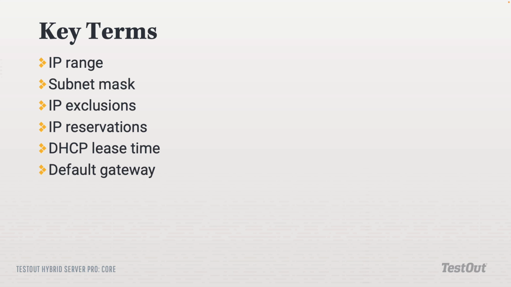IP exclusions: you might be using a static IP and you don't want the DHCP server to hand that IP address out to anybody, so you can exclude that IP from the range. IP reservations are, before something shows up, you can get the MAC address and go into your DHCP server and say, hey, I want this copier to have this IP address. And then as soon as you plug it in, the DHCP server will be like, hey, here you go. Here's that cool IP address.